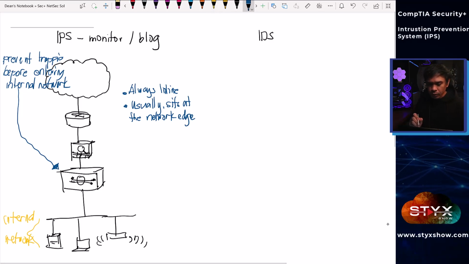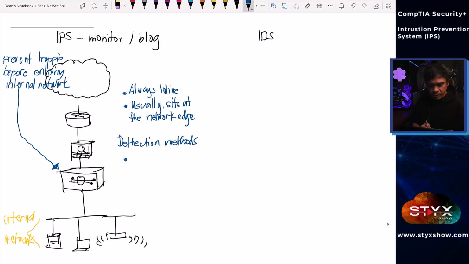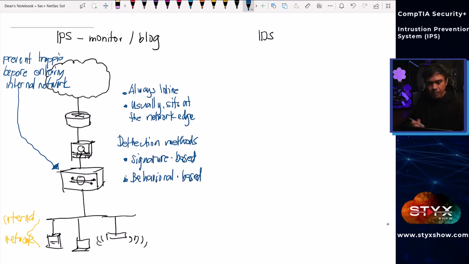Now, also take note that the most common detections for IPS, signature based or the definition based, probably the most common. And I'm gonna add here detection methods. Okay, these are signature based. And we also have the behavioral base. Okay, maybe you're thinking, what's the difference? All right, so the signature base, sometimes we call it definition base.